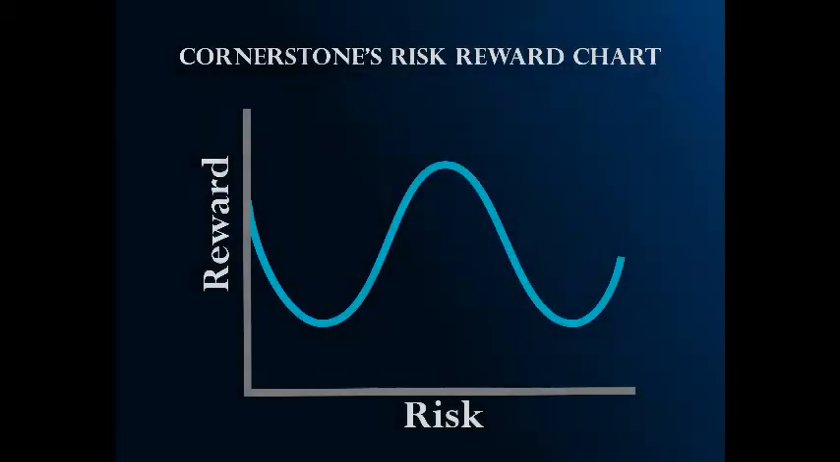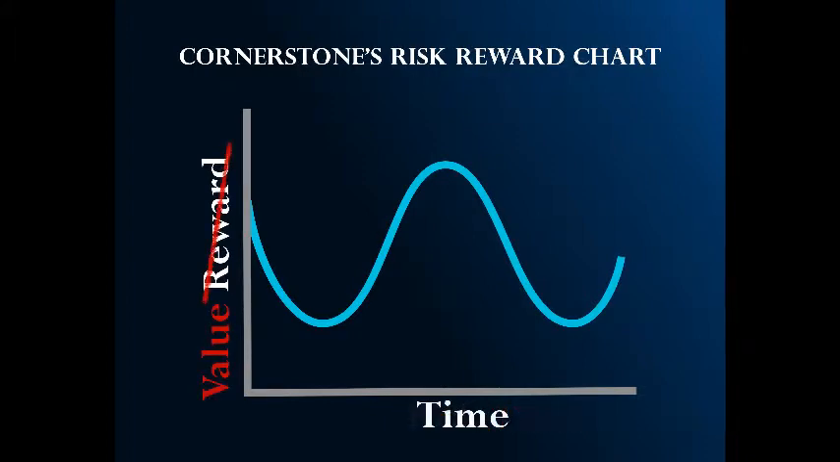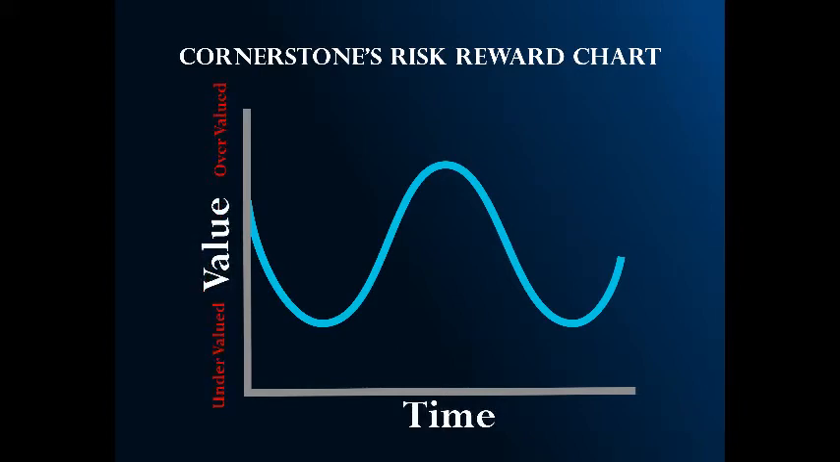This is Cornerstone's theoretical risk versus reward chart. The main difference is that the bottom axis is not risk, it's time, and the side axis is not reward, it's value. In fact, we take it a step further and break value down into a range from undervalued to overvalued. Which point would you say has the most potential risk? Which point has the most potential return?